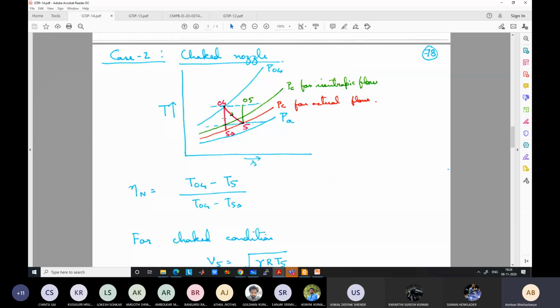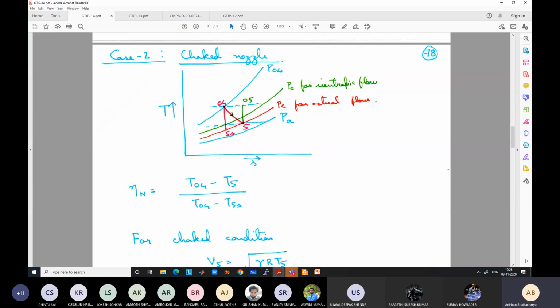Instead of going like this, the process follows a path like this. Okay, so if we had followed an isentropic path, what would have been the temperature at the exit of the nozzle for an isentropic nozzle? The temperature would have been equal to T5. T5, because temperature remains the same, as we have discussed.